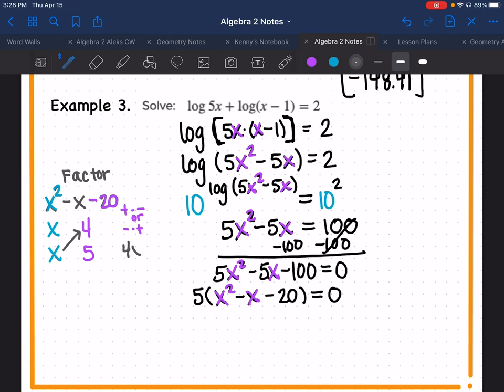So x times 4 would be 4x, and x times 5 would be 5x. Can I make that be negative 1x in the middle? I think I can, if this one is negative and that one is positive. If I put positive 4 minus 5 into a calculator, I do get negative 1. So this is positive and this is minus, and my factors would be x plus 4, x minus 5. All right, let's go back and put that into our problem.